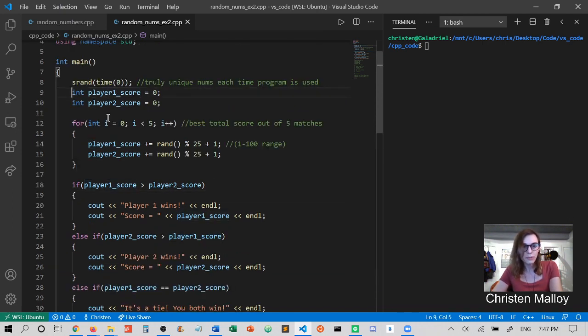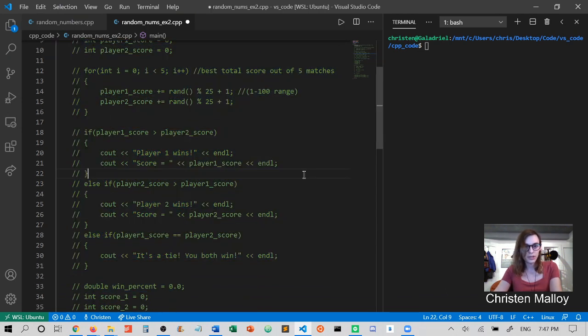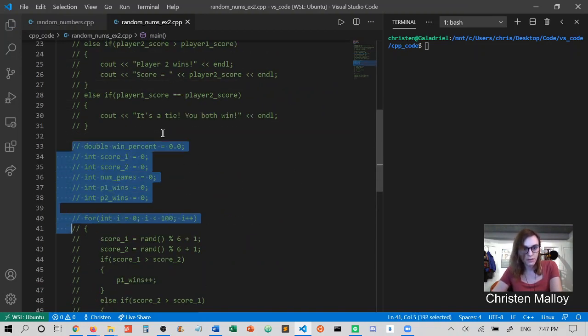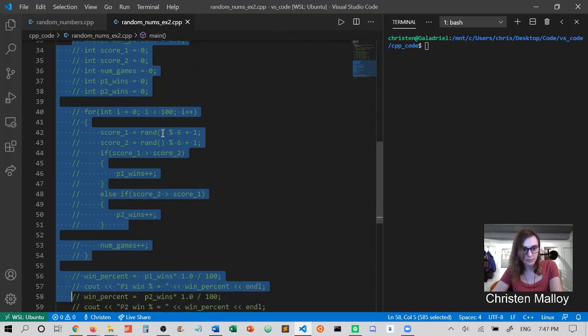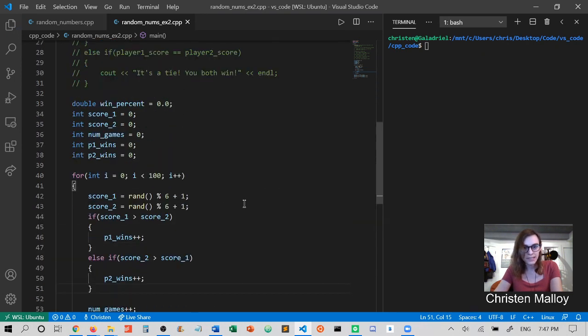The next thing I'm going to talk about is generating a percentage for, say, a game. Say we want to calculate the win percentage of something that happens over and over and over again. Say we have a game where we're rolling dice. So in this example, we roll a dice, and it could have a value anywhere between 1 and 6 for both players. We have some scores, and we're going to keep track of the number of wins for each person.